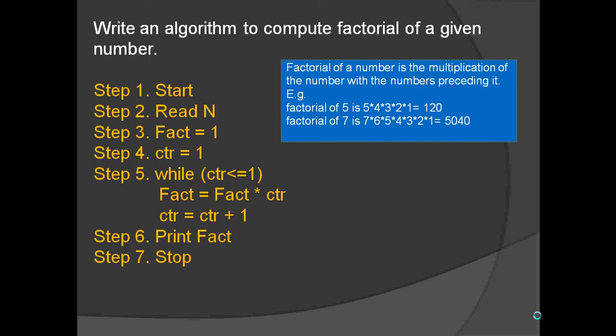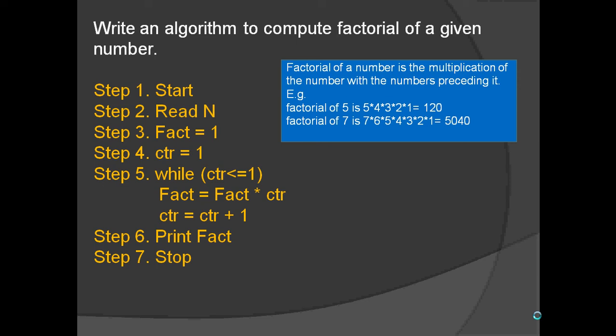The factorial of 7 is 7 into 6 into 5 into 4 into 3 into 2 into 1, which gives the value 5040. That is how you calculate the factorial of a number. So if suppose the factorial of 11, that would be 11 into 10, and so on till you get to 1.